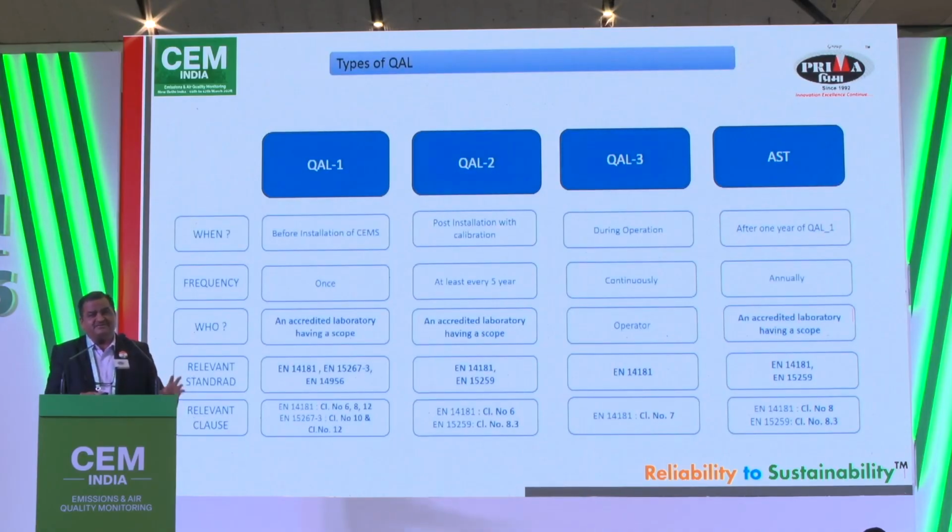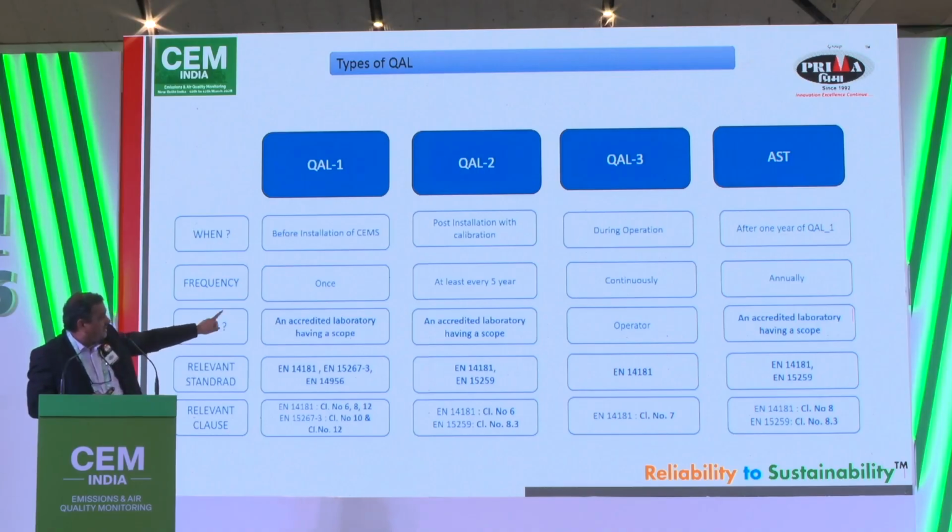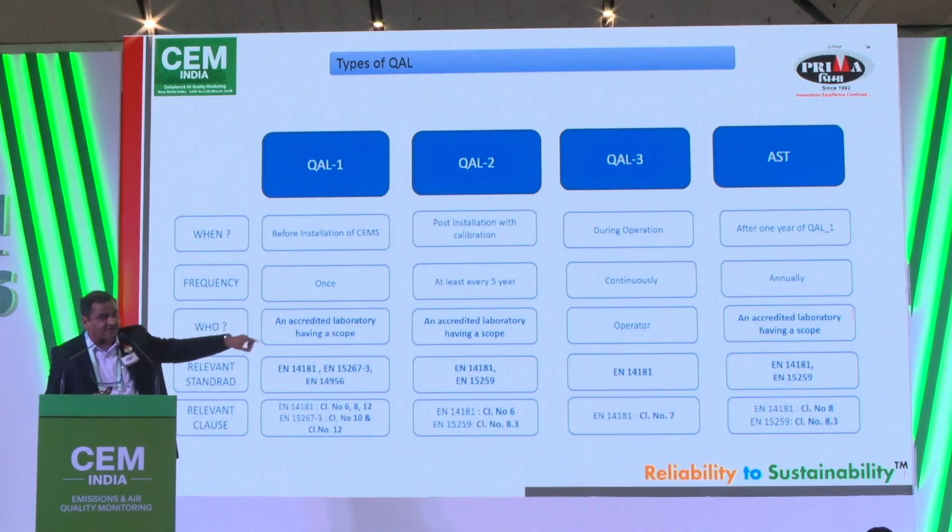Everybody can copy this. Whenever you are buying, planning for your RFQ for your CMS testing, ask your supplier how you are going to conduct QAL 2 and AST, and that too from an accredited laboratory of ISO IEC 17025 for the scope of EN 14181 and EN 15267-3. This is very important, because who can perform? The accredited laboratory.